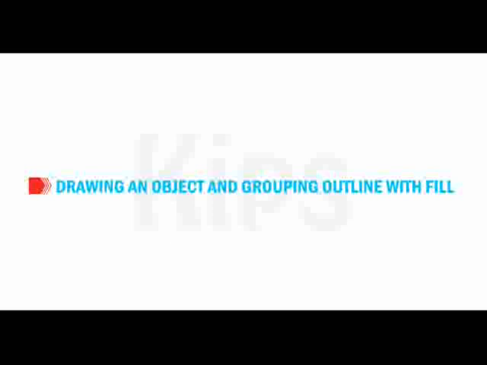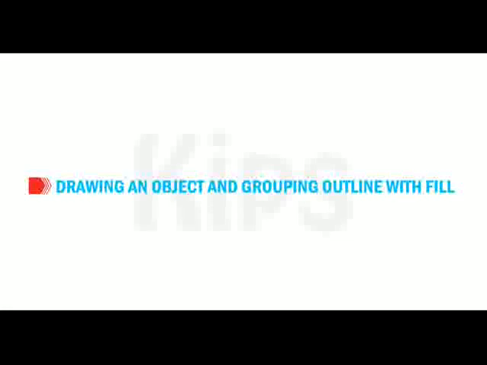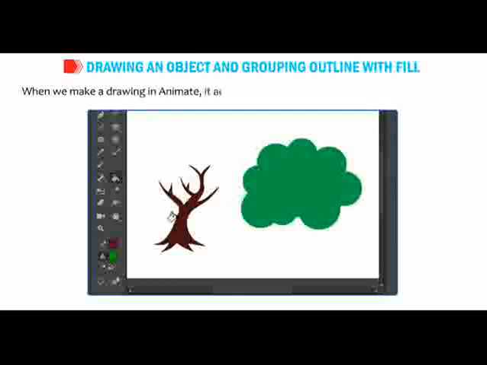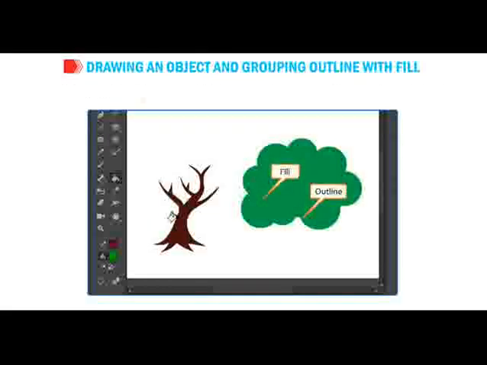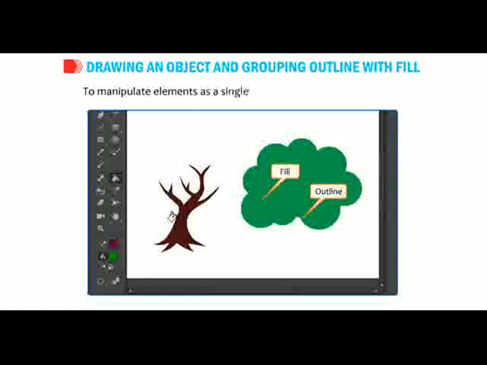Okay students, now let us understand about drawing an object and grouping outline with fill. When we make a drawing in Animate, it actually creates two objects, the fill and the outline. To manipulate elements as a single object, we need to group them.